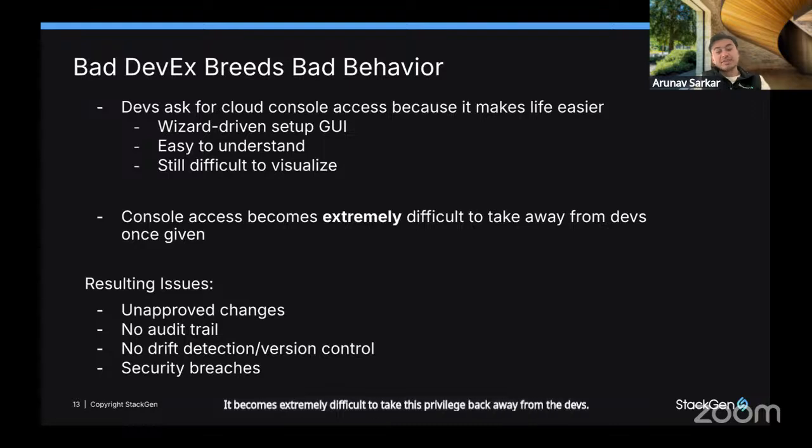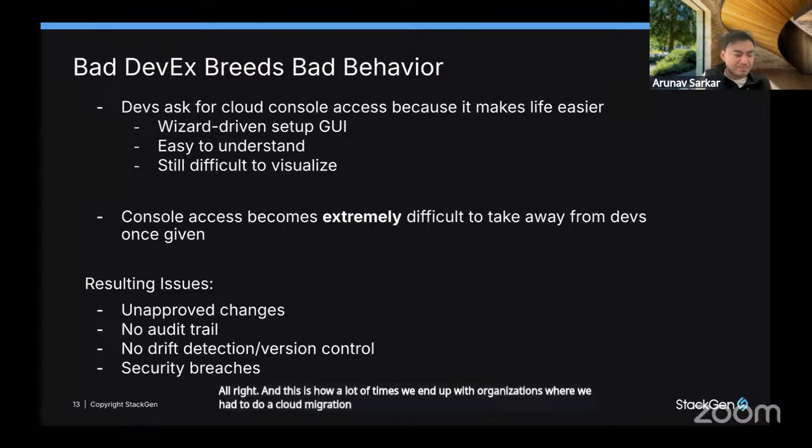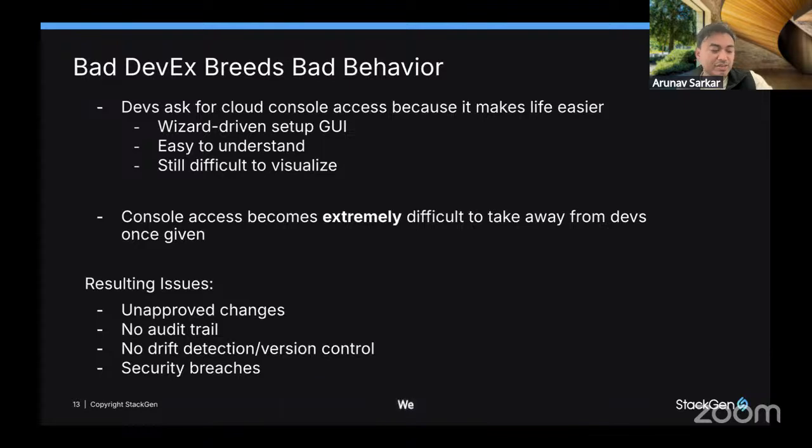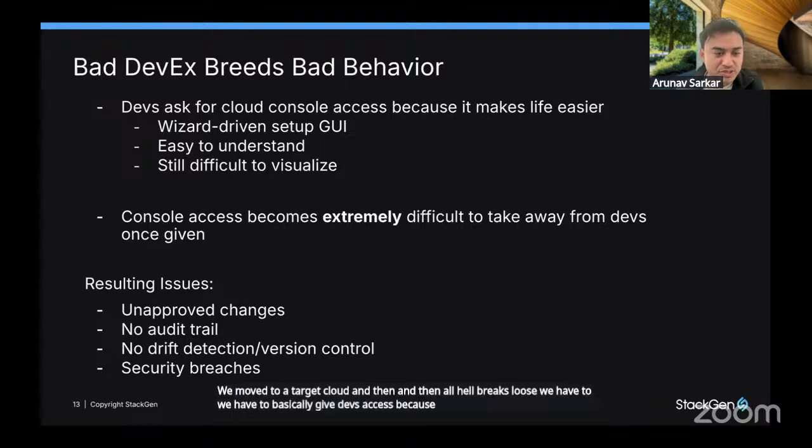All right. And this is how a lot of times we end up with organizations where we had to do a cloud migration. Maybe in the original cloud, devs were not really doing too much on the cloud console, and things were being done through IAC, Terraform, or Ansible configurations, what have you. We moved to a target cloud, and then all hell breaks loose. We have to basically give devs access because no one really knows this new system, right?